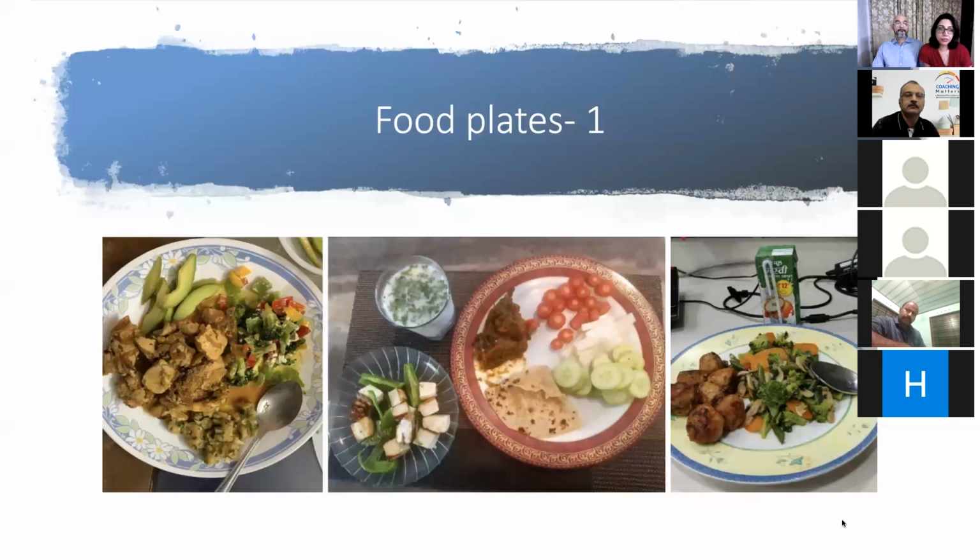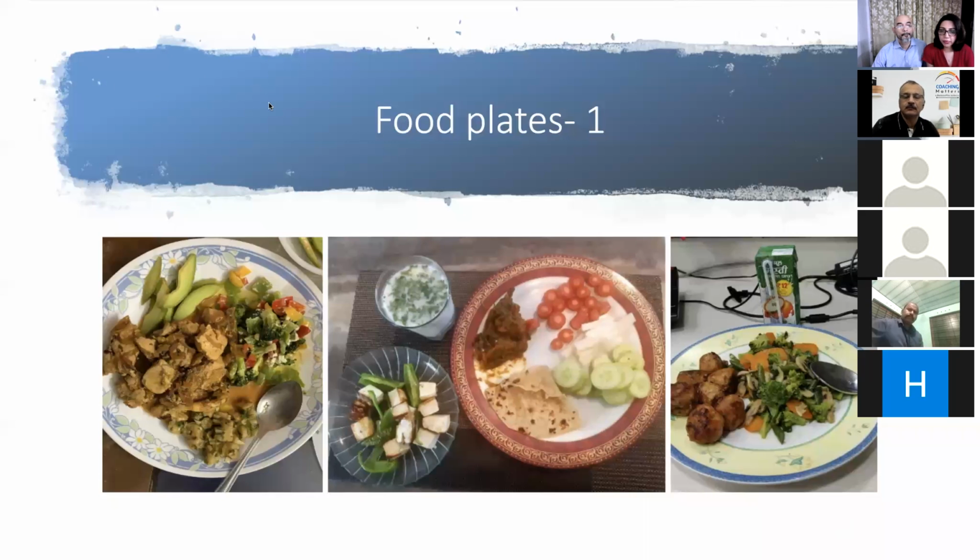left-hand side. If you see this plate, it has a lot of chicken, a lot of vegetables, and some avocado. So it has a good amount of protein, a good amount of complex carbs, and a good amount of fat. This kind of meal can keep you going for a long time.